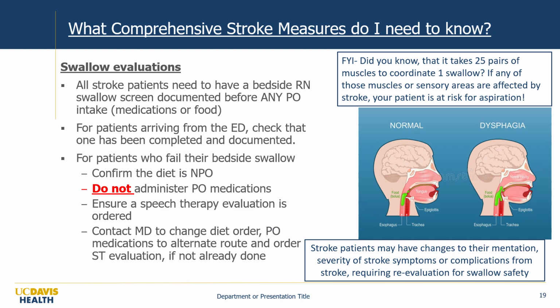It is possible that your patient may have complications from their stroke, which can alter their mentation or ability to swallow later in their hospital stay. This may warrant another swallow evaluation by you as the bedside nurse or reevaluation by speech therapy. If you have any concerns about the patient's swallowing abilities, don't hesitate to rescreen them and ask the providers for help to reorder a speech therapy consult as needed.